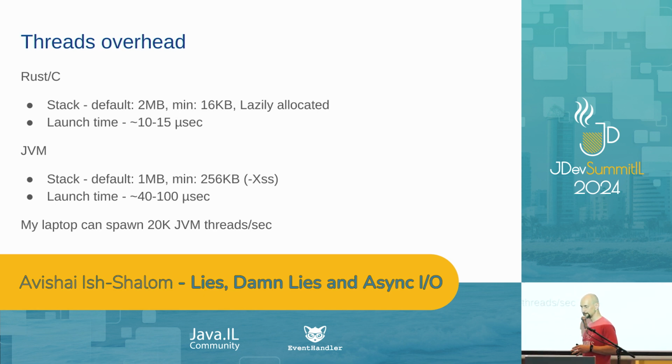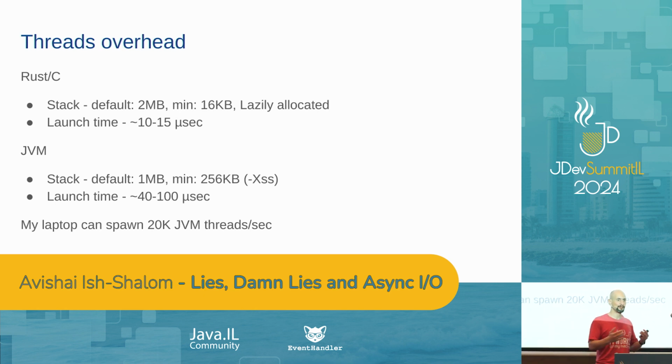The JVM is a bit more expensive, so the default stack for JVM threads is 1 megabyte. You can get it down to around a quarter of a megabyte. The launch time is much higher. It's about 40 to 100 microseconds. And in terms of throughput, I got to 20,000 threads per second without breaking a sweat. I could probably go higher, but there was no point.